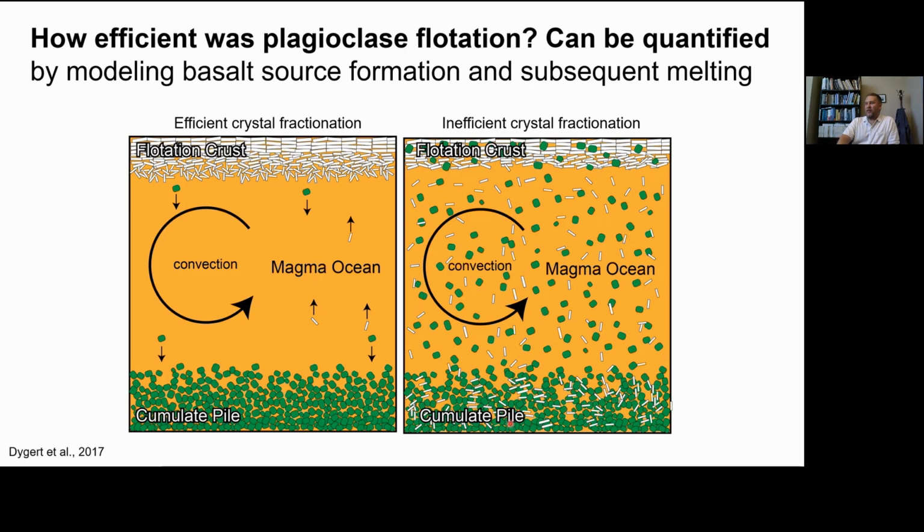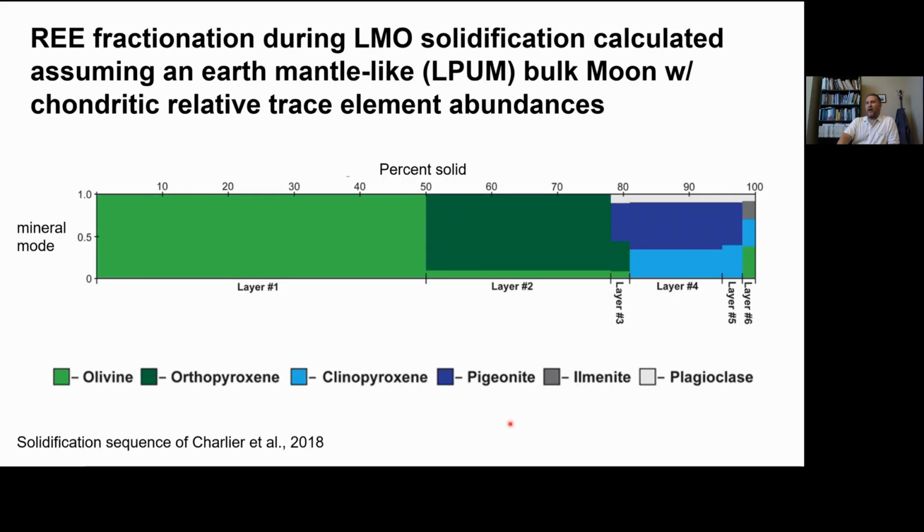And that can be investigated geochemically by quantifying the europium anomalies in the basalts. Okay, so in order to do that, we had to model the formation of the sources of the lunar basalts. And of course, to do that, we used a magma ocean solidification sequence. And here we looked at the sequence for an LPUM bulk moon by Charlier.